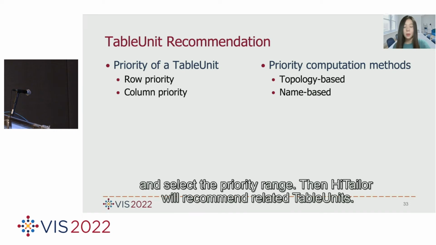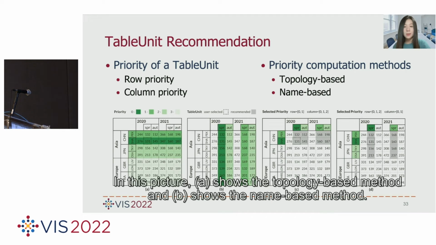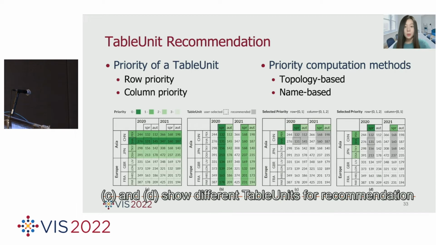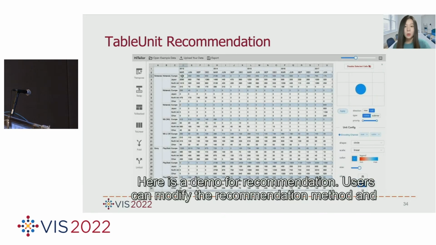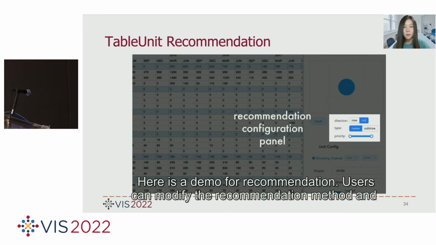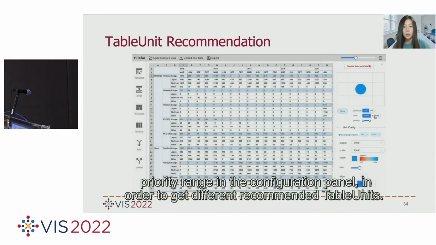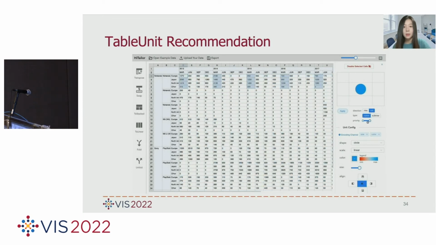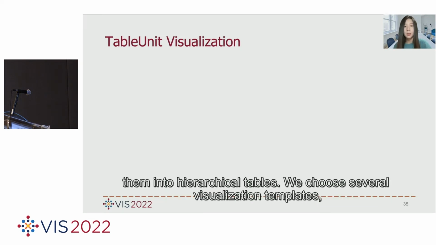Then Hightailor will recommend related table units. In this picture, A shows the topology-based method, and B shows the name-based method. C and D show different table units for recommendation according to their priority range specified by users. Here is a demo for recommendation. Users can modify the recommendation method and priority range in the configuration panel in order to get different recommended table units. After selecting and recommending table units, users need to create visualizations and embed them into hierarchical tables.